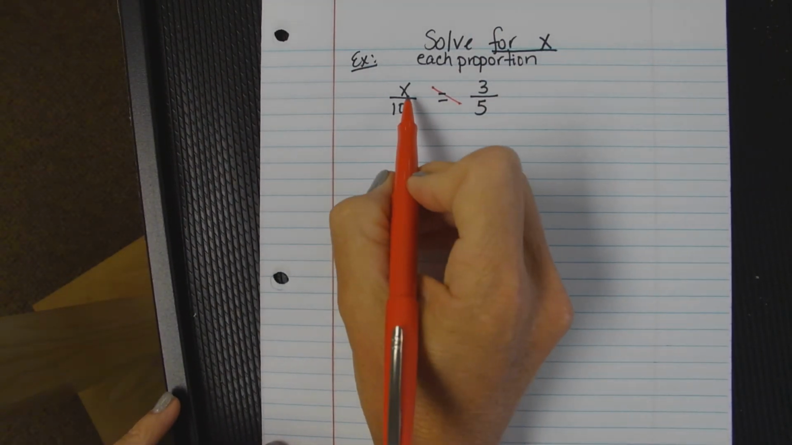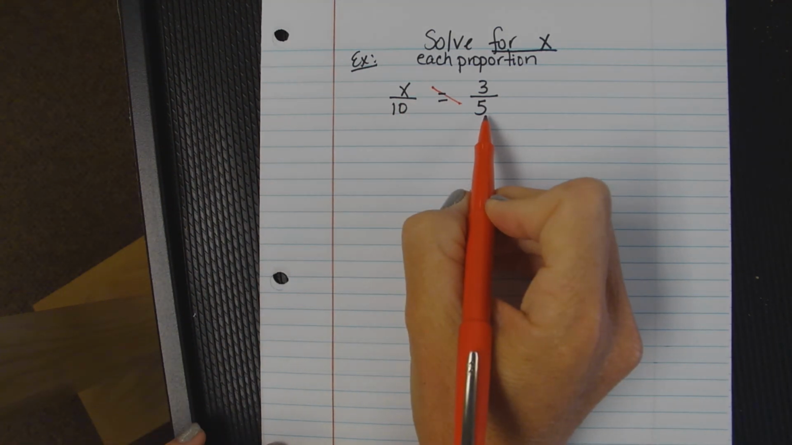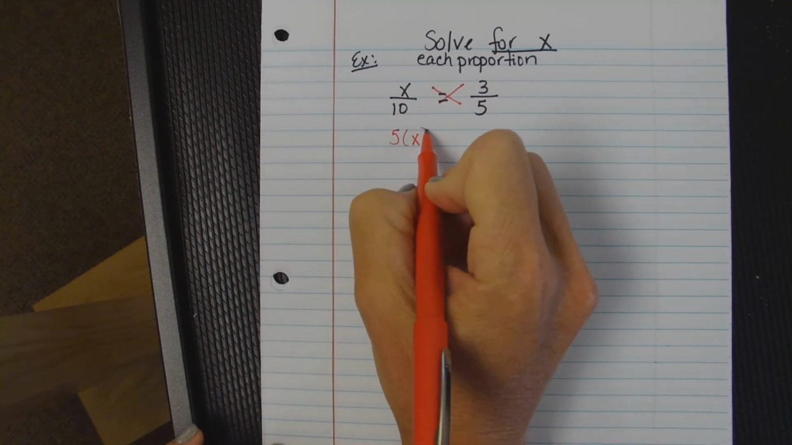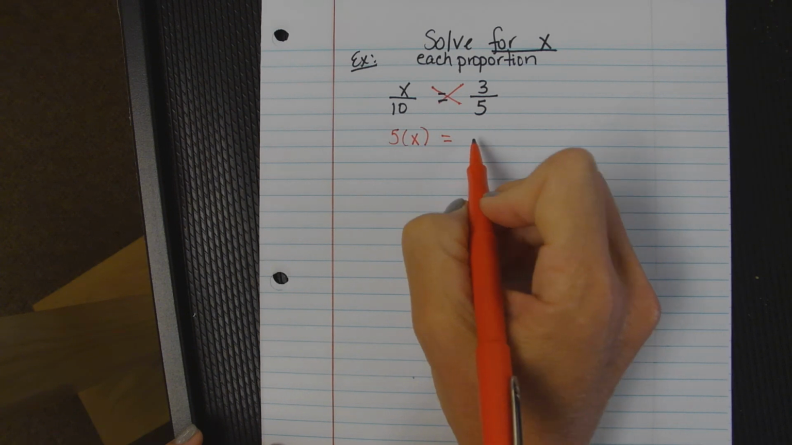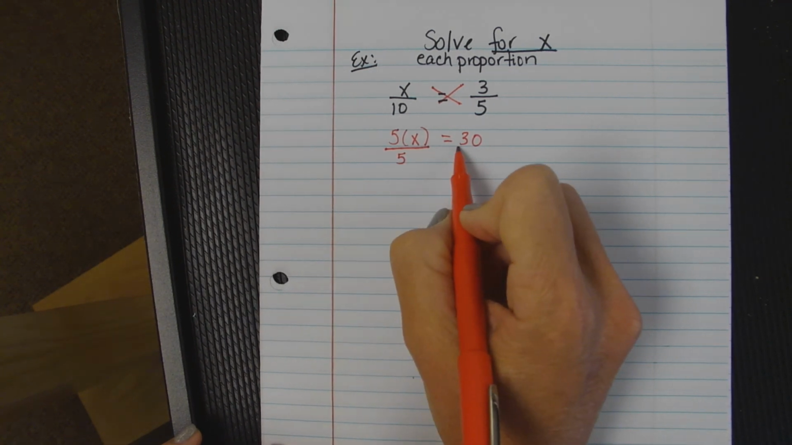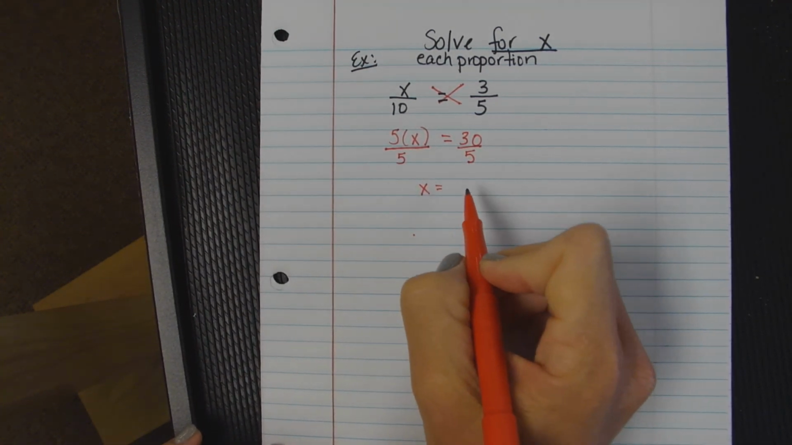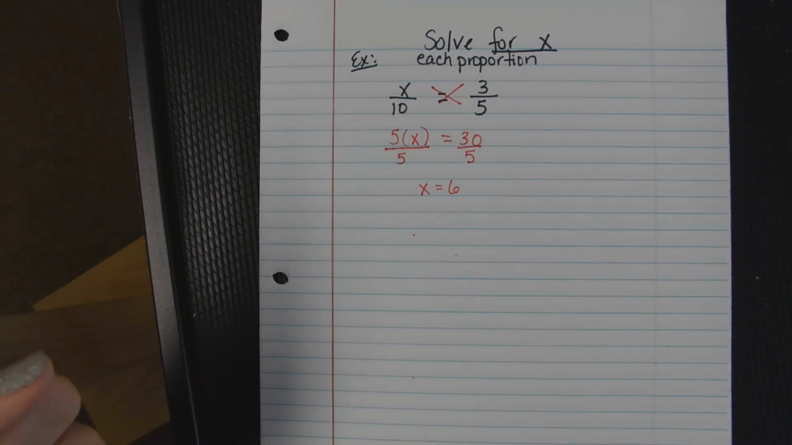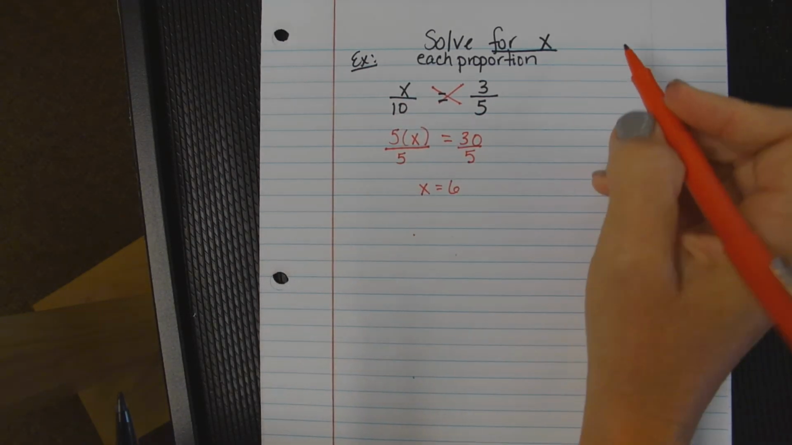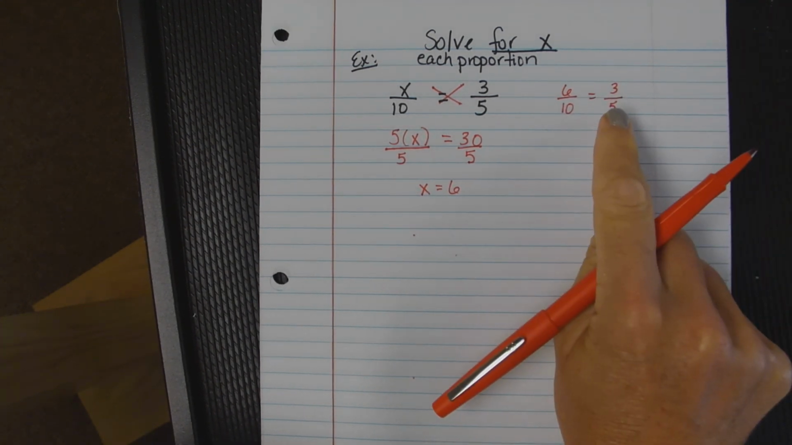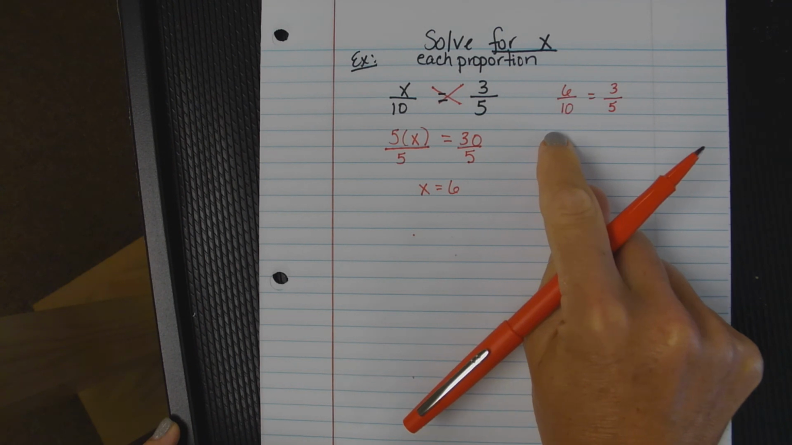So I tend to favor the top down. It doesn't matter, that's just me personally. So I'm going to say 5 times x equals, what's 3 times 10? 30. Going back to the equations, that's why this is in this chapter. Divide by 5, divide by 5. X is equal to what? 6. It's easy. So 6 over 10 equals 3 over 5. Do you see how this fraction is reduced from 6 over 10? That's all we're doing.